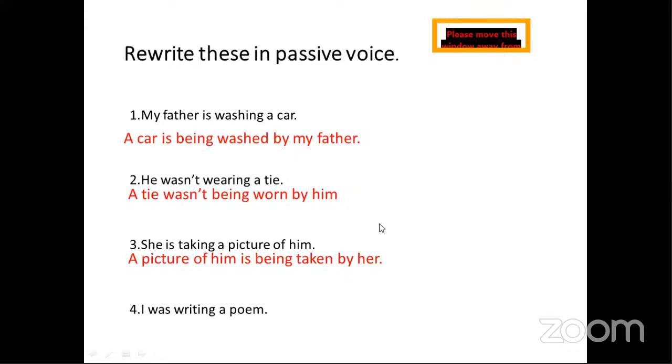Now how are we going to divide? She's taking a picture of him. A picture of him is the object here. She is the subject, is taking is the verb. A picture of him is the, what is it? Object. So we have to get the particular word.